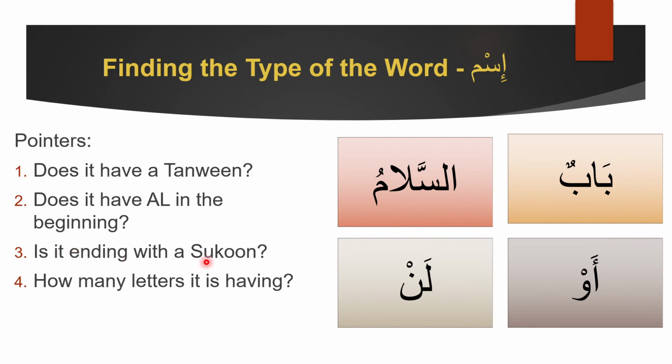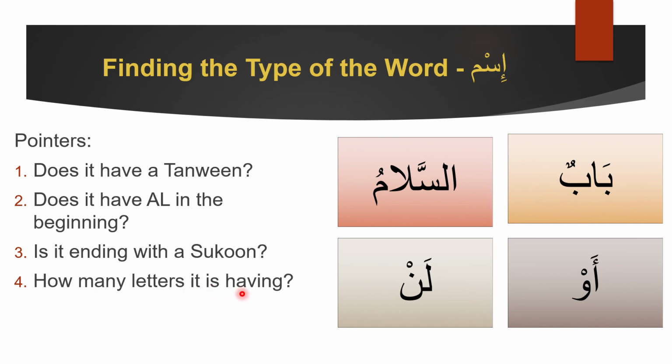Is it ending with a sukoon? Now, this is the important part. Ism does not end with sukoon. For example, in an ayah, you will know that many times we stop at the end of the ayah, we put sukoon on it. But that doesn't mean that the word has sukoon in it. We are adding a sukoon whereas it originally has something else. So if a word originally has a sukoon, then it's not an ism. A sukoon means it's not an ism.